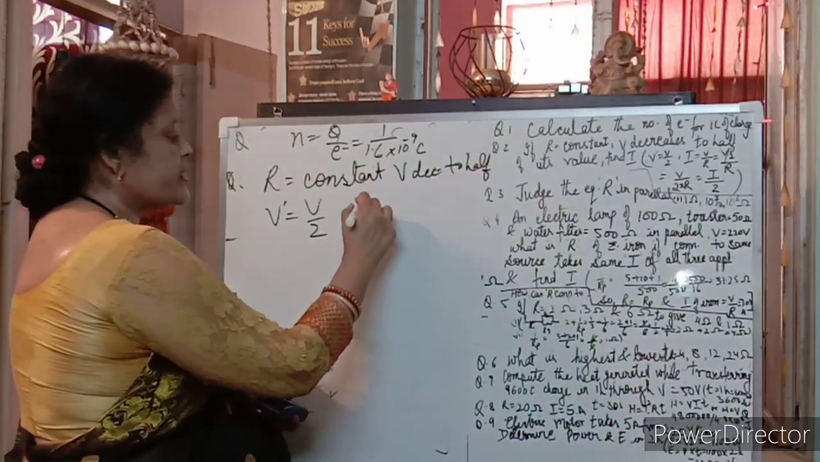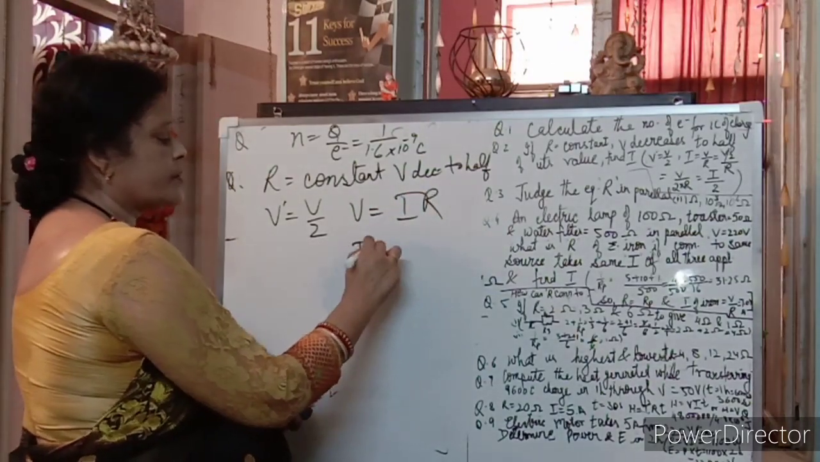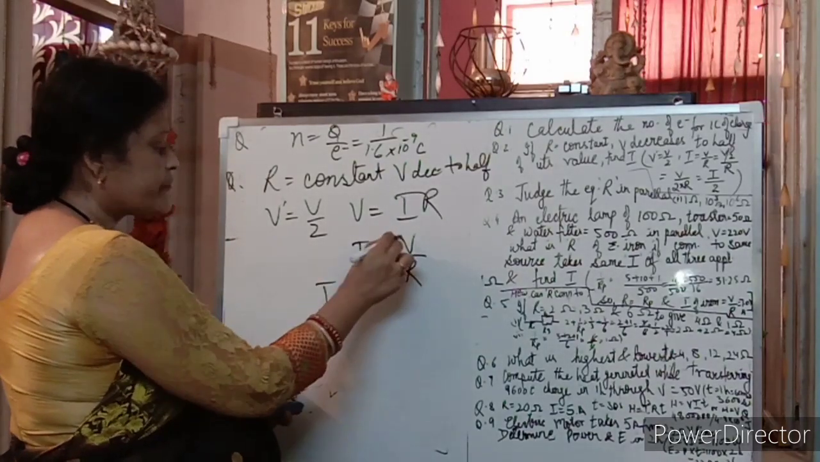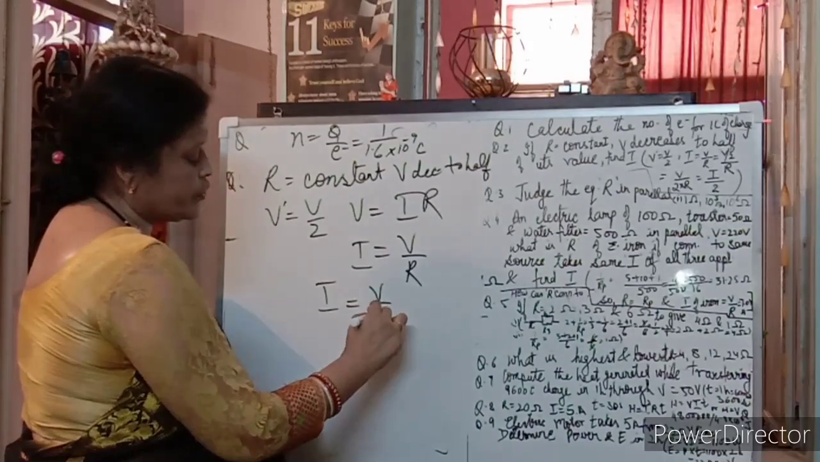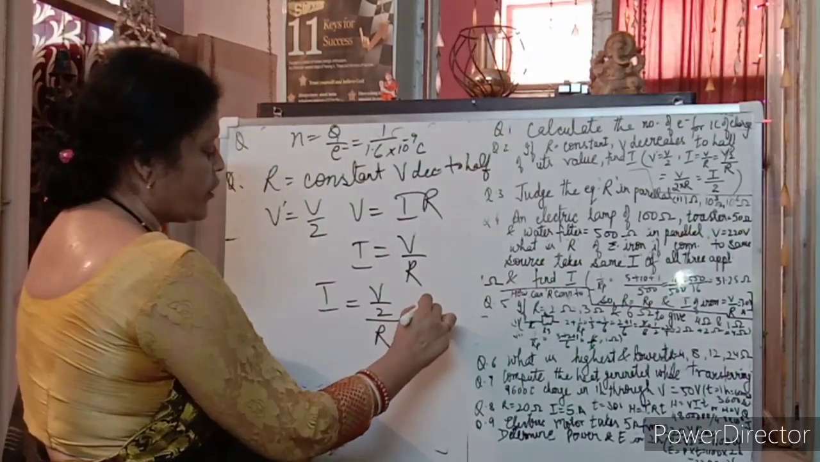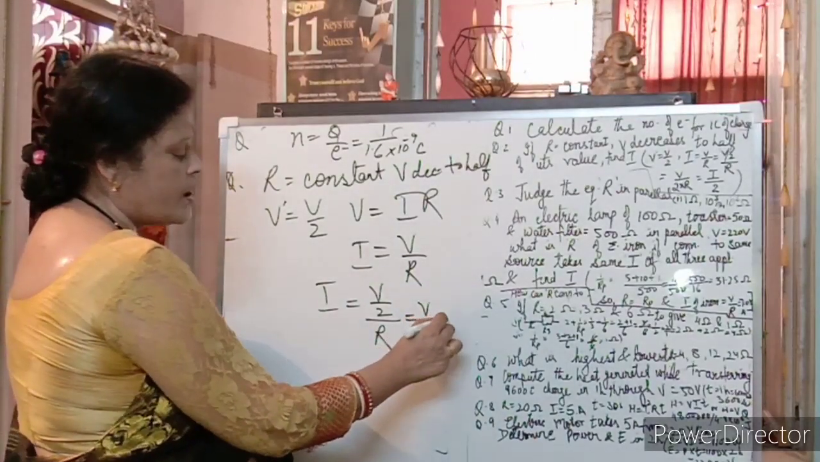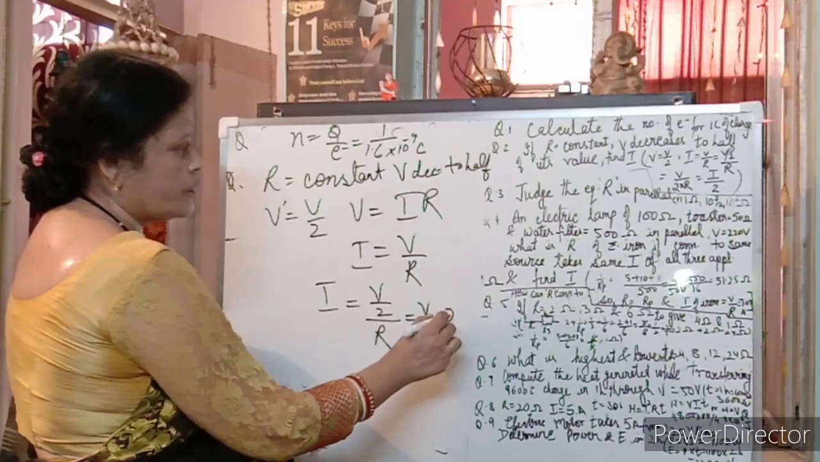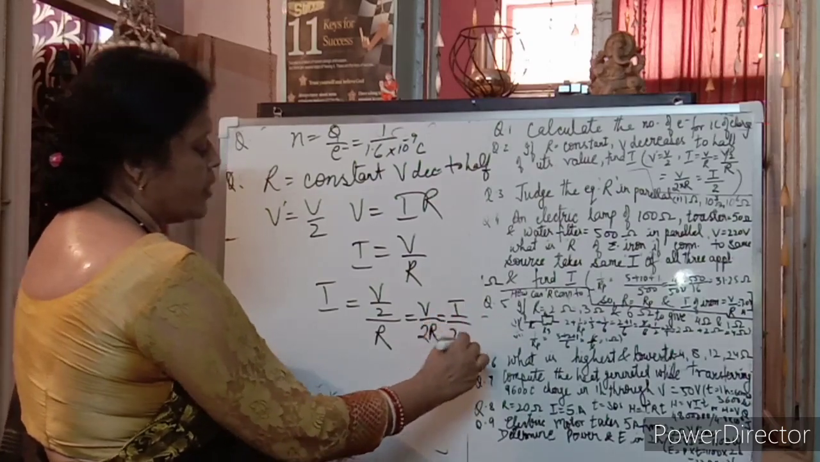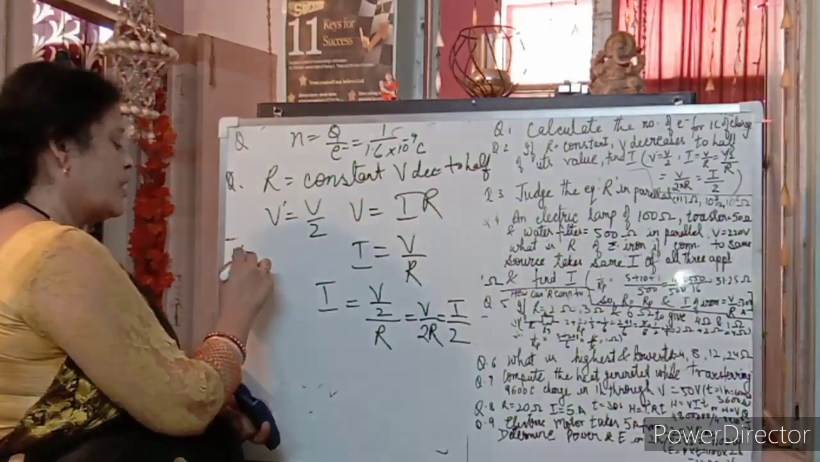We know that V is equal to IR. So I is equal to V upon R, and V here is given as half. V decreased to half, then it is V upon 2 upon R. Then what will it be? V upon 2R. And we know that V upon R is equal to I, so it is I upon 2. I will also become half because V is equal to IR.